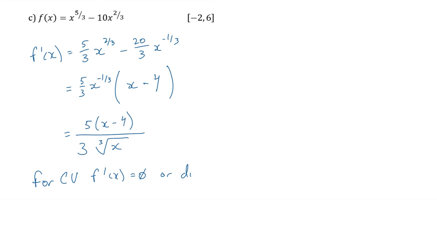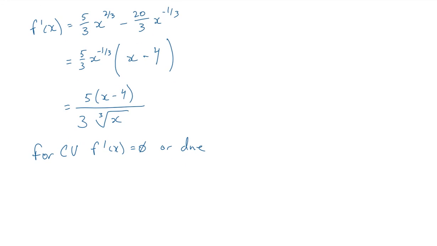Okay, same thing. We're looking for where the derivative is equal to 0, where it does not exist. In this case, there is a place where it does not exist, so I can't just say the derivative exists for all x. The order that you do this doesn't really matter. F prime at x equals 0 when x equals 4, when the numerator is equal to 0. And where does it not exist? Where the denominator is 0, which is at 0.